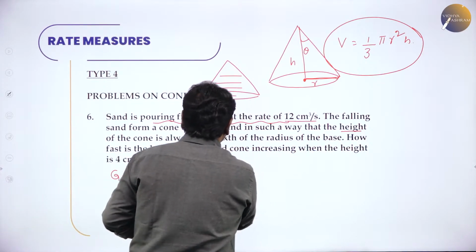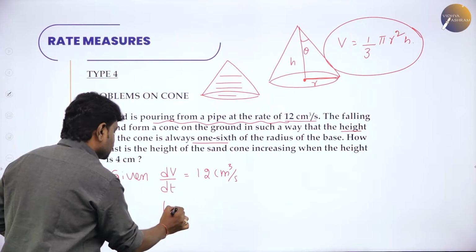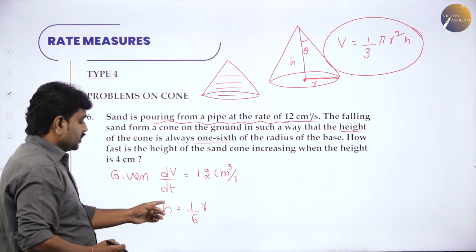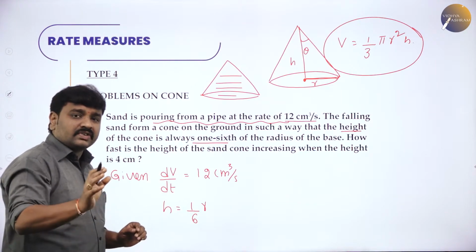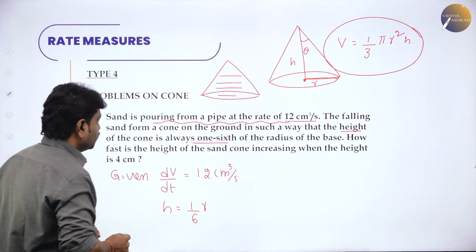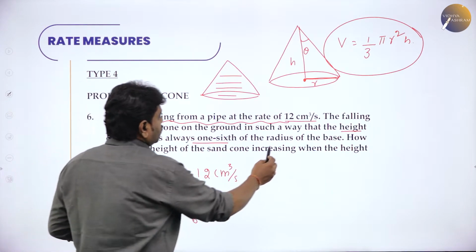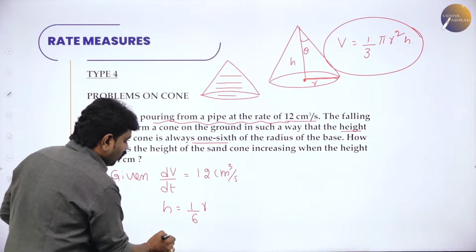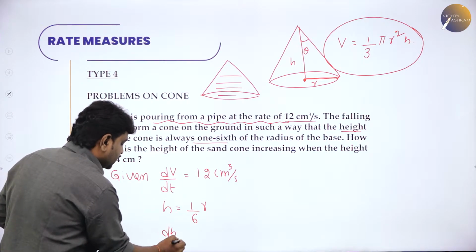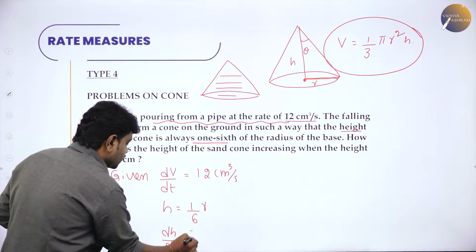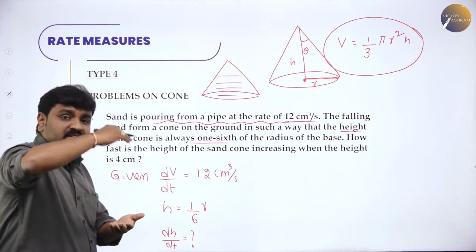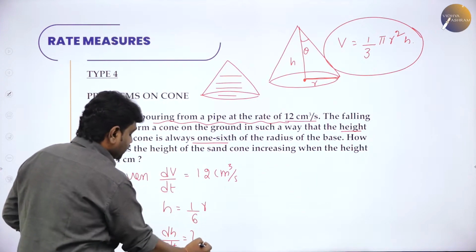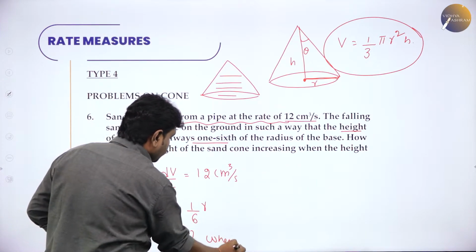Height is 1/6 the radius, which means they gave h is 1 by 6 times r. They gave h in terms of r. Always get r in terms of h. Now, how fast is the height of the sand cone increasing? How fast the height is increasing means they want dH by dt. What do they want? dH by dt. How fast the height is increasing, when the height is 4 centimeter. They gave when h is 4.